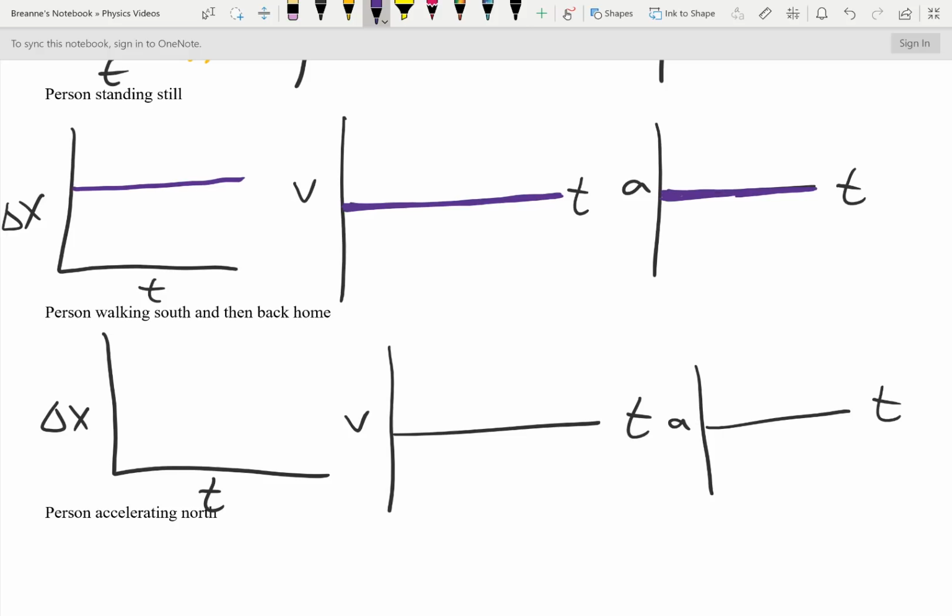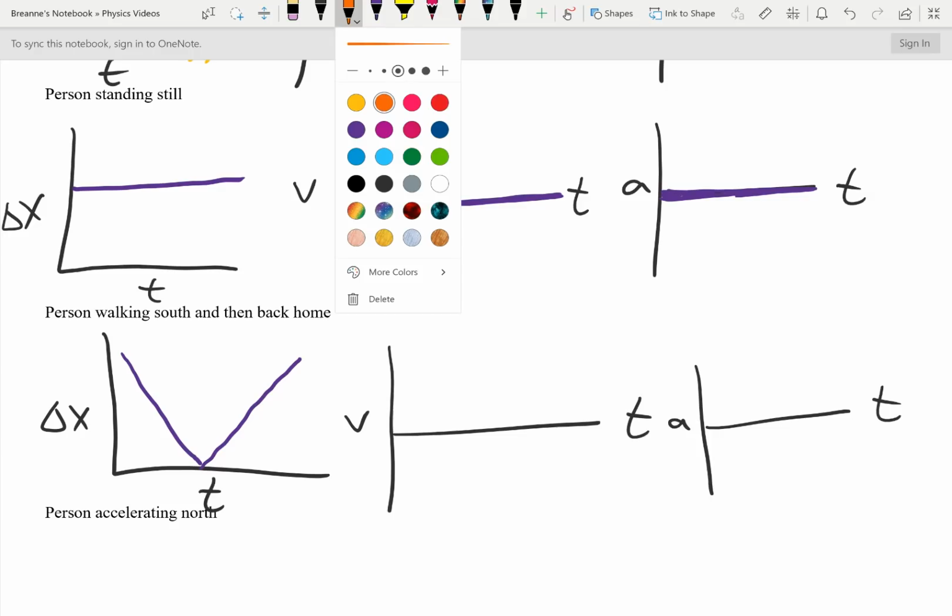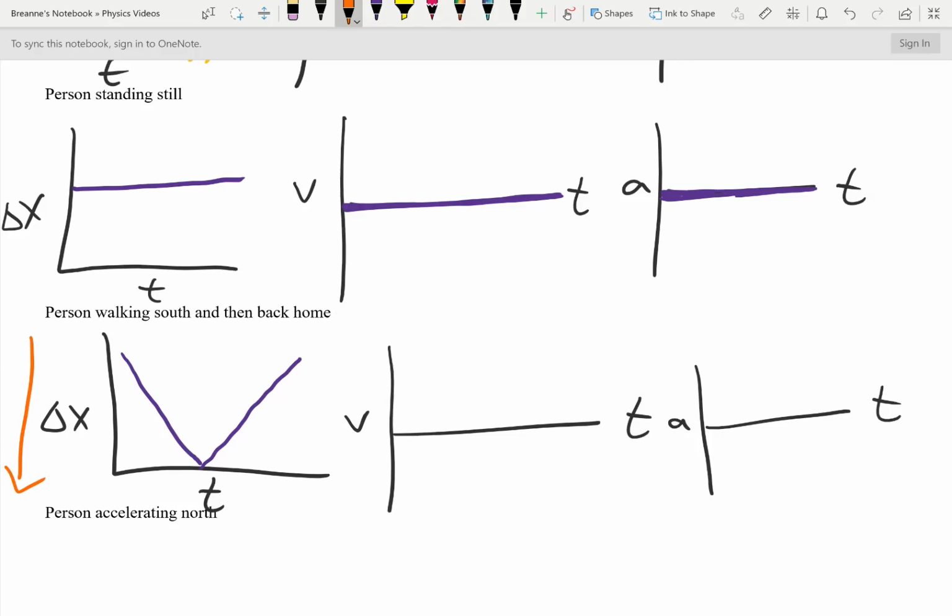So the first one will keep it simple. A person walking south and then back home. Walking south and then back home means they turned around. So walking in the negative direction, it's negative if you're going down the slope, going down the graph. If you're going up the graph, it's positive direction. So negative direction going down the graph, positive direction going up the graph.